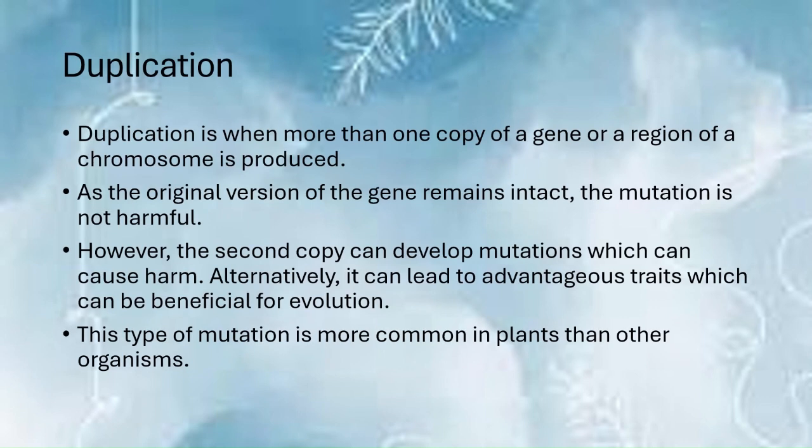So duplication is when more than one copy of a gene or a region of a chromosome is produced. As the original version of the gene remains intact, the mutation is not harmful. However, the second copy can develop into mutations which can cause harm. Alternatively, it is also possible that it can lead to advantageous traits which can be beneficial for evolution. This type of mutation is more common in plants than it is in other organisms.